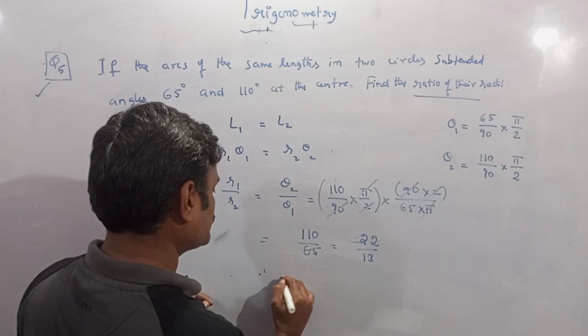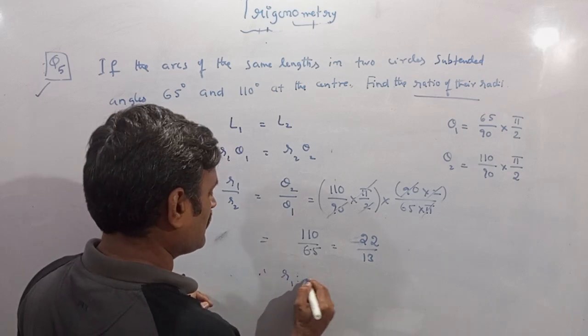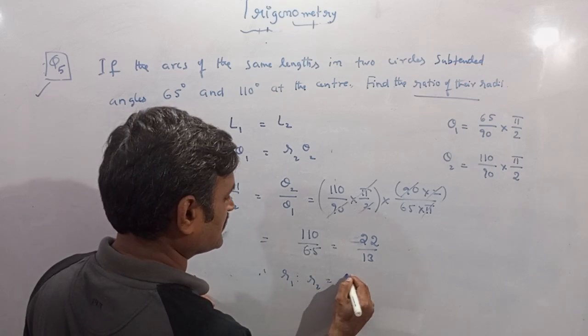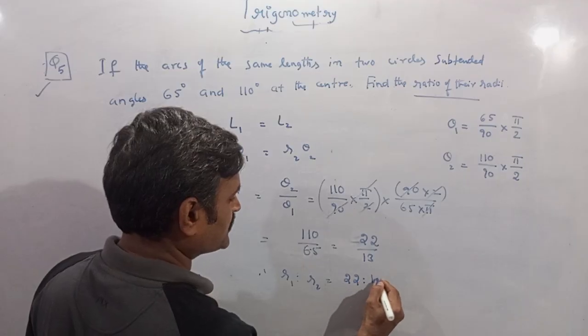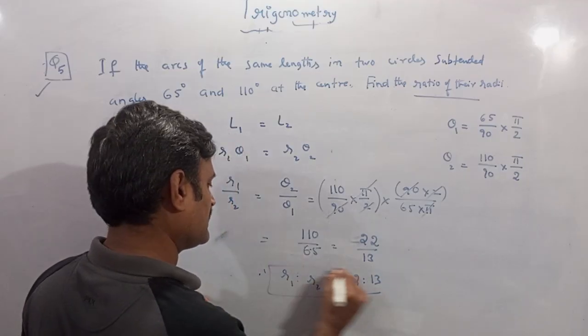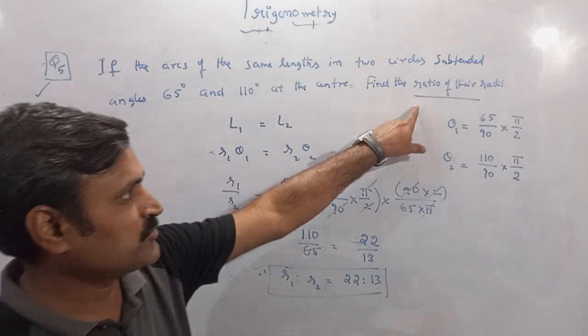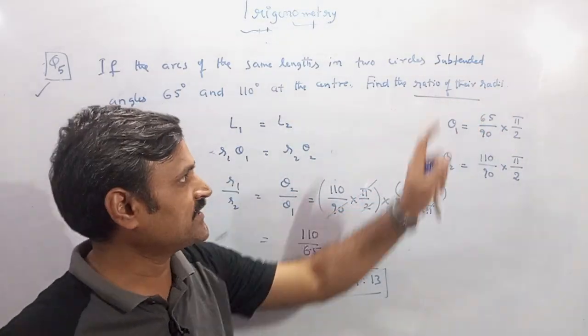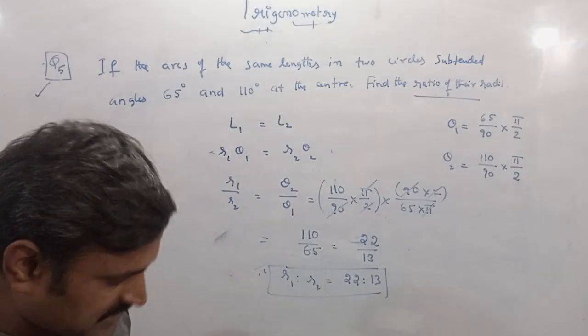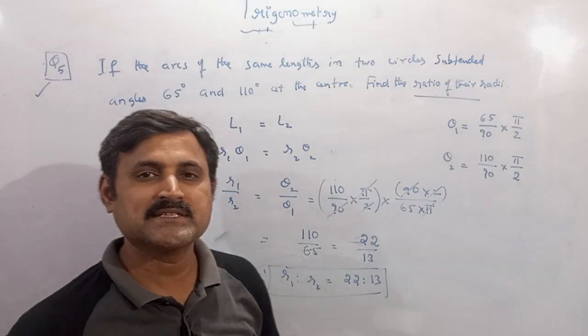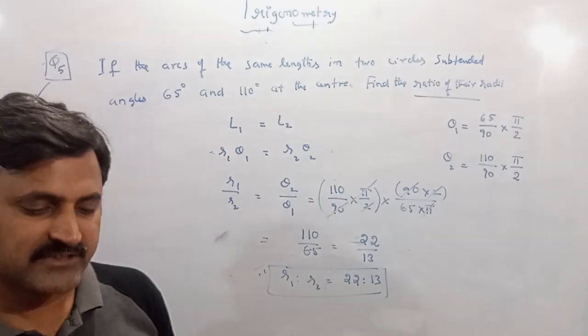So what is the ratio of their radii? R1 is to R2 will become 22 is to 13. This is the final answer for this question, which asks about the ratio of the radii. I hope you understand these problems I have discussed, students.